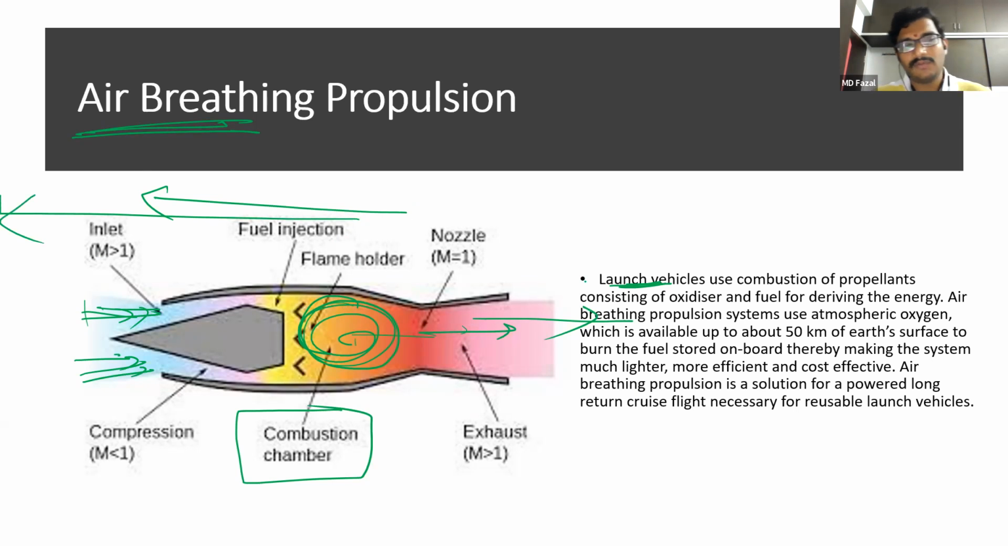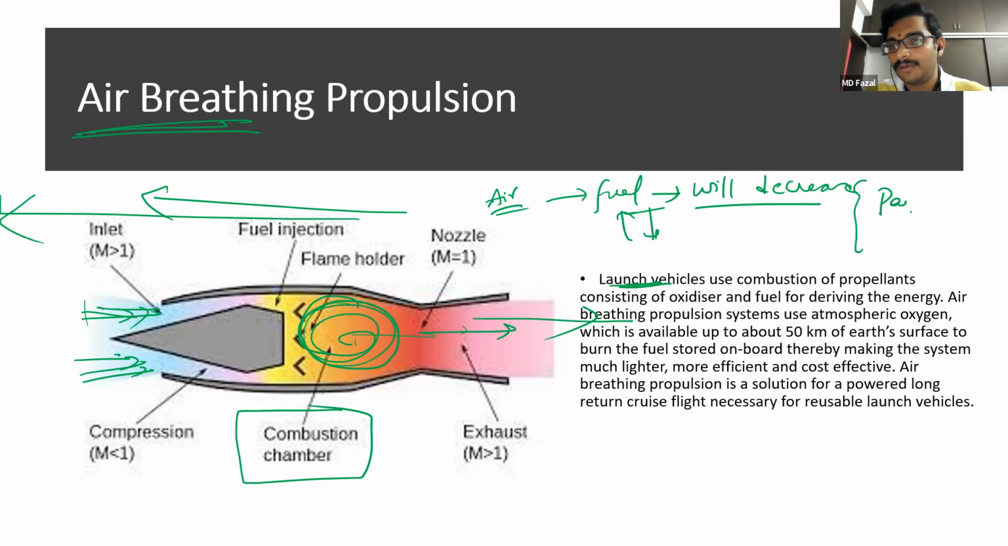Now see, when we are using what is already in the air, obviously the fuel load will decrease. Yes or no? If the weight of fuel is decreasing, the payload, more satellites or more satellite weight, can be carried easily. That is the purpose of this air breathing propulsion system.